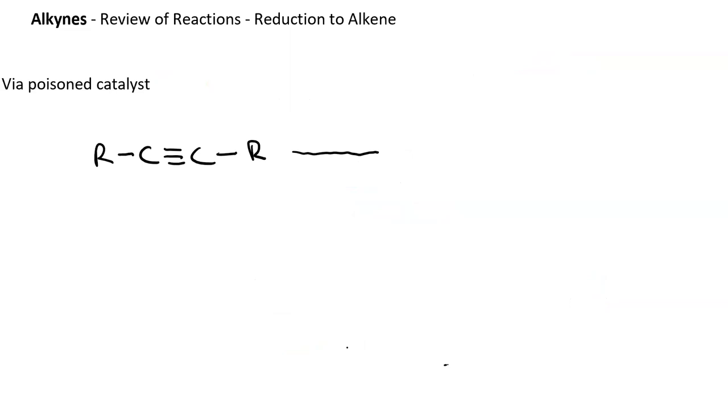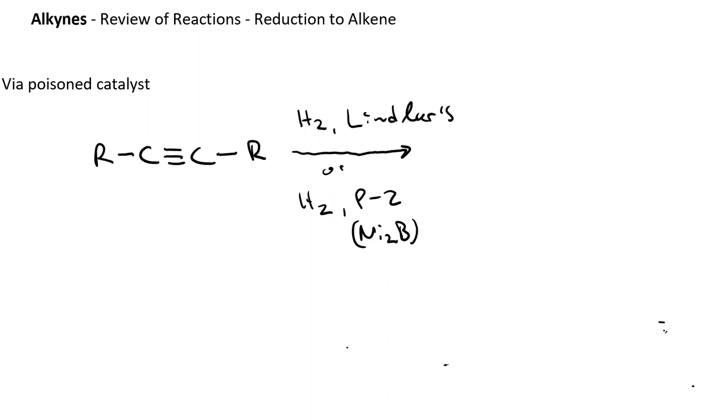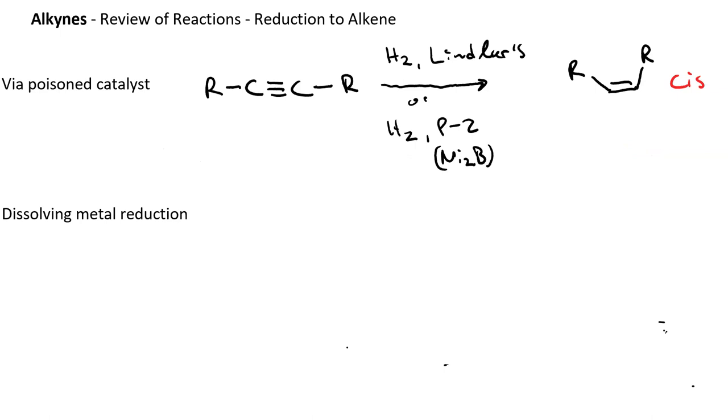Treating an internal alkyne with hydrogen and Lindlar's catalyst, or hydrogen and P2, which is an Ni2B complex. These are both poison catalysts, and they give cis alkene. If we want a different stereochemical outcome, we treat our internal alkyne with sodium in ammonia. Do not confuse this with sodium amide. Then we get the trans alkene.